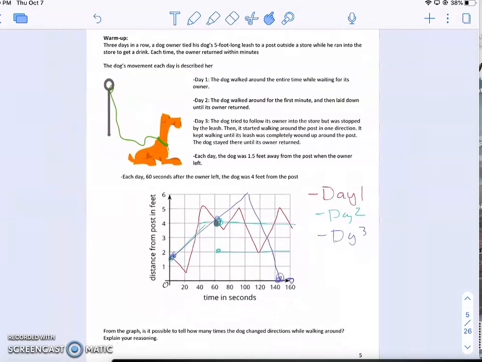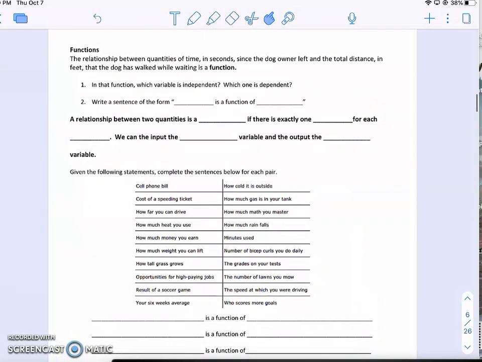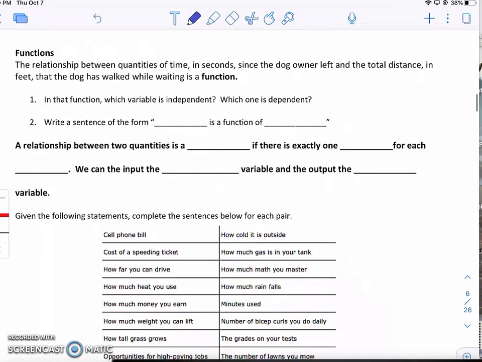So we're talking about how this dog's movements are. What we're going to talk about here is the relationship between those. Since the dog owner left, the total distance, how far away the dog is, is a function. In a function, which variable is independent and dependent? Well, what's independent? Well, the time. And then the distance where the dog is, because the distance depends upon the time. So write the sentence in the form, distance is a function of time.